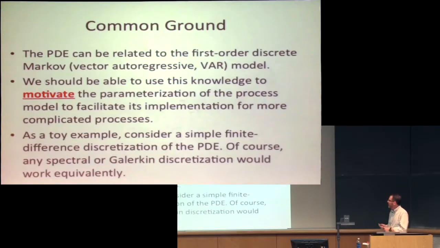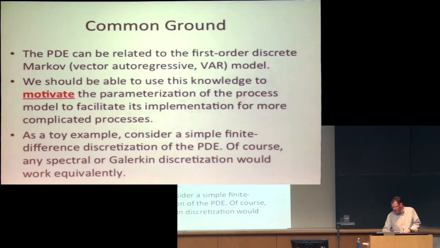The common ground here is that the differential equation that I described before, if we discretize it, will look just like that difference equation, or that vector autoregression model that I showed you. And here's the key, and I underlined it and made it red. I don't want to solve that differential equation. I want to motivate a statistical model parameterization by that differential equation. So it's a motivation, not a solution, if that makes sense. And hopefully you'll see what I mean by that.